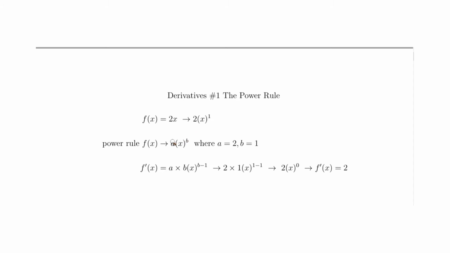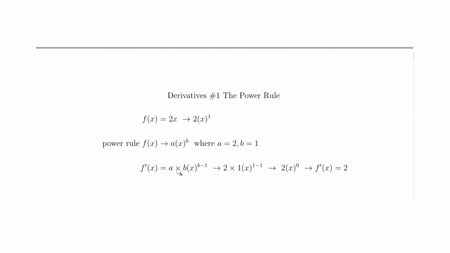We use a and b here. We can use any other letters you like, but I'm going to use a and b because they're not very often used and it's easy for us to understand. So basically we've got a times x to the power of b. So in this polynomial here, we've got a is 2 and b is 1.